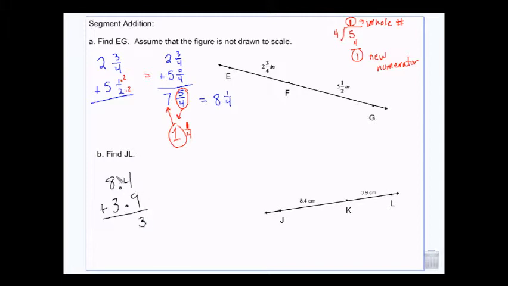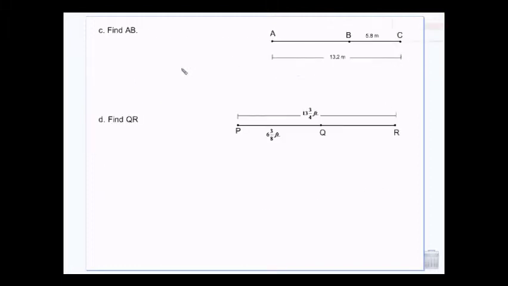So 4 and 9 is 13, 9 and 3 is 12, so this is 12.3 centimeters. Oh, sorry, I left off my inches. Just in the same way that we can add two segments together and get the bigger segment, we can take a big segment and subtract a small piece to get the other piece. So this would be actually segment subtraction.